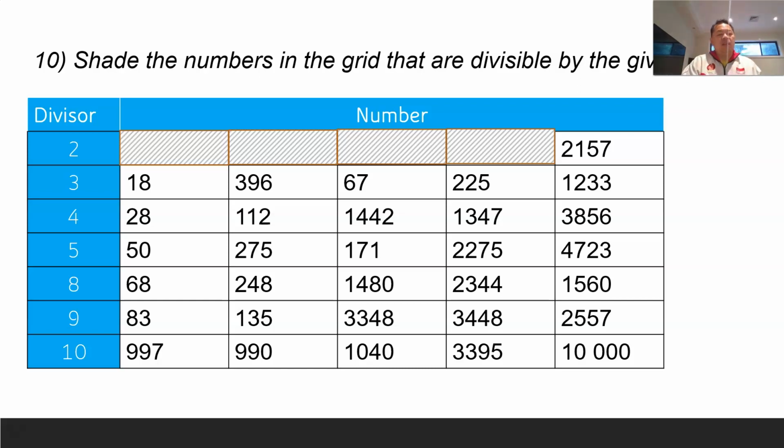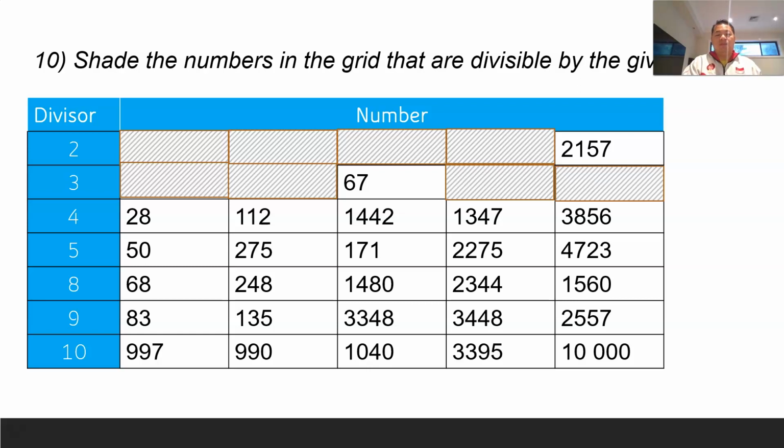Moving on to 3. Is 18 divisible by 3? Yes. 396? Yes. 67? No. 225? Yes. 1233? Yes. How about the next one? Divisible by 4. 28 is divisible by 4. 112 is divisible by 4. 1442. So look at the last 2 digits. Are they divisible by 4? No, isn't it? No.